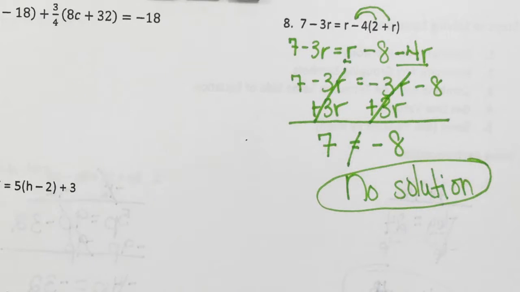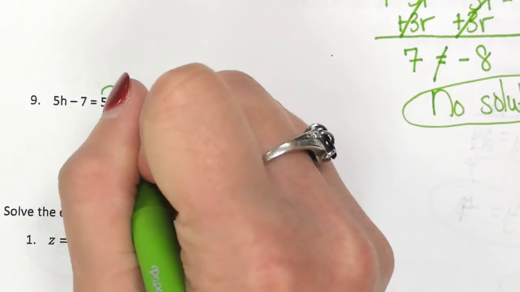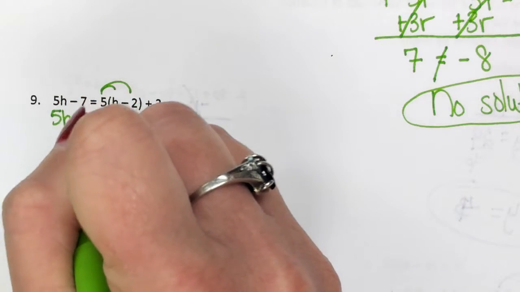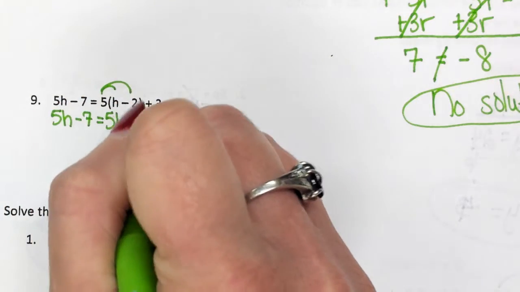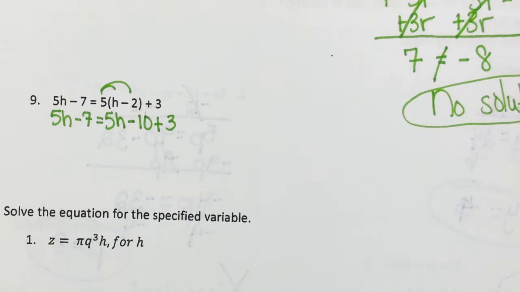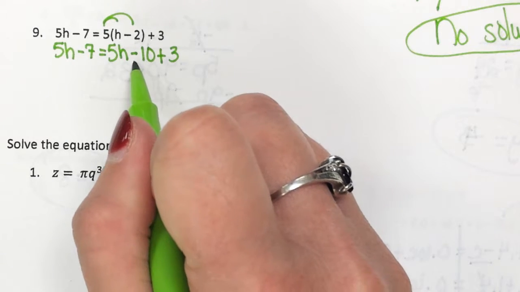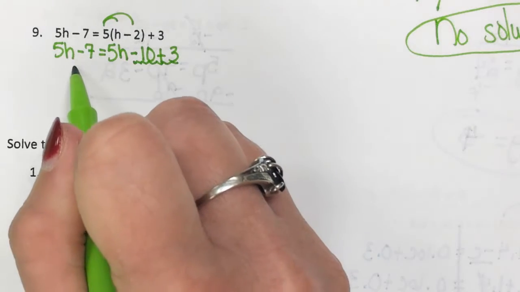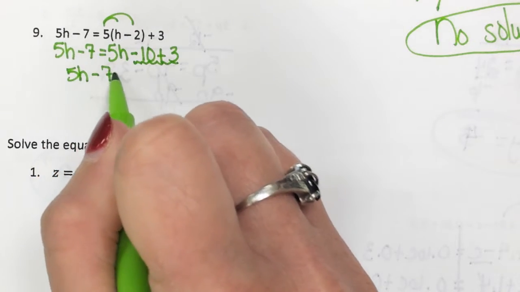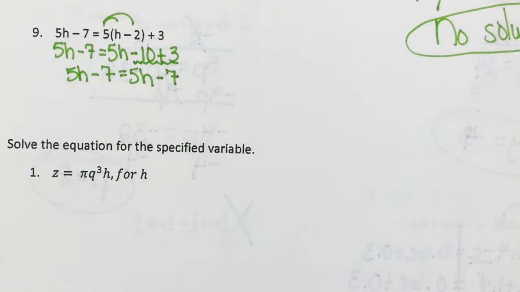All right, let's go to number 9. What can I do first on number 9? Yeah, yeah. So that gives me 5H minus 10 plus 3. What else do you see I can do? There you go. What's negative 10 plus 3? Negative 7. Very good. There's no shame in using your calculator, okay? Now what?